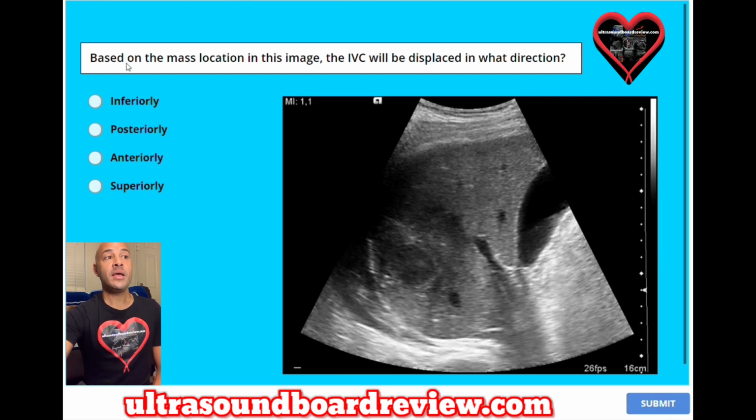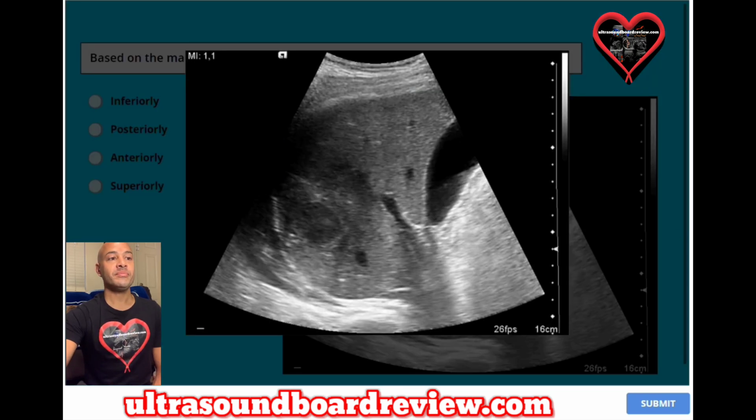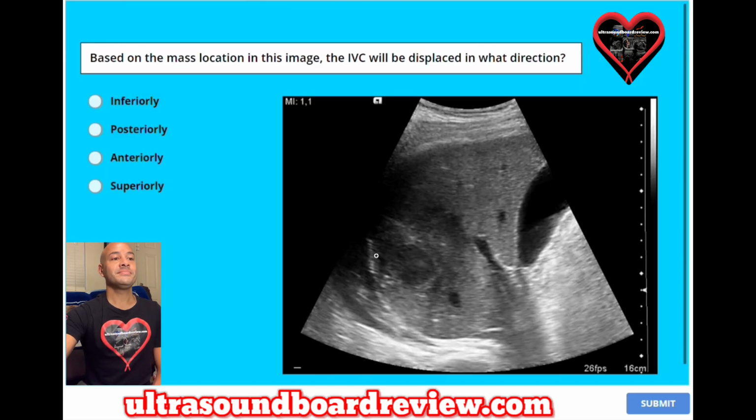Question 147. Based on the mass location in this image, the IVC will be displaced in what direction? A, inferiorly, B, posteriorly, C, anteriorly, or D, superiorly? The answer is B, posteriorly.